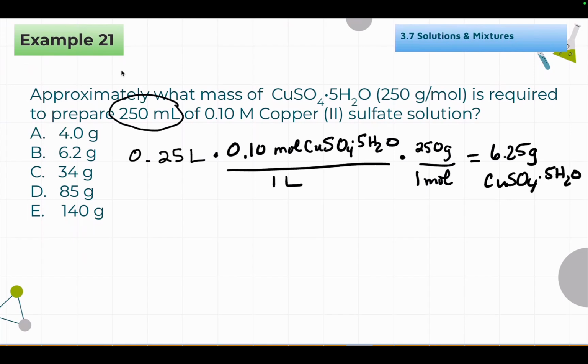And that gives me 6.25 grams of copper(II) sulfate pentahydrate that I would need in order to create a 0.1 molar solution. So my correct answer there is going to be B.